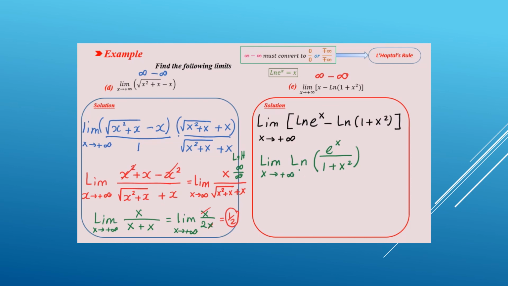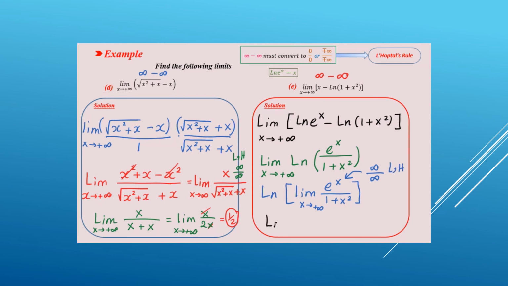And since ln is a continuous function, you can enter the limit inside the ln. So we have ln of limit e to the x divided by 1 plus x squared when x goes to positive infinity. Now you have to use direct substitution. e to the power infinity equals infinity divided by infinity squared, which is infinity over infinity. So you can use L'Hopital's rule.